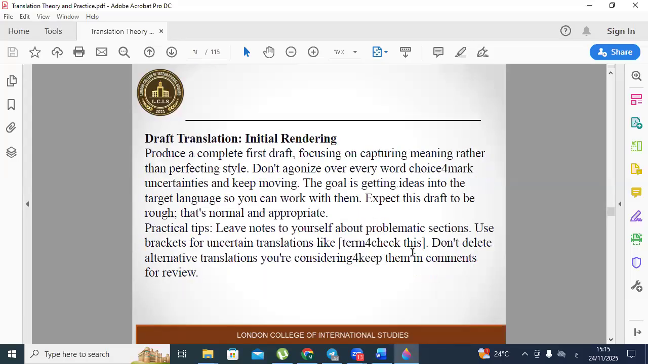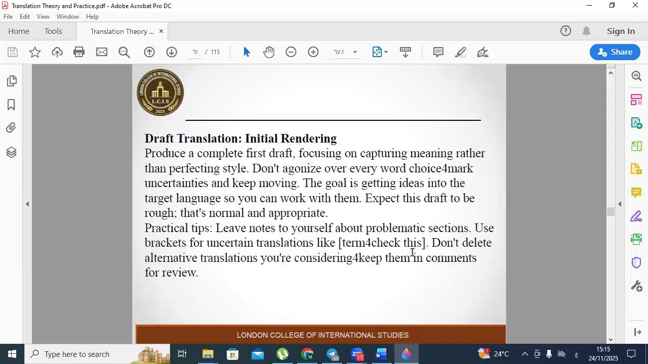Draft translation, initial rendering. Produce a complete first draft, focusing on capturing meaning rather than perfecting style. Do not agonize over every word choice. Mark uncertainty and keep moving. The goal is getting ideas into the target language so you can work with them. Expect that draft to be rough. That's normal and appropriate.